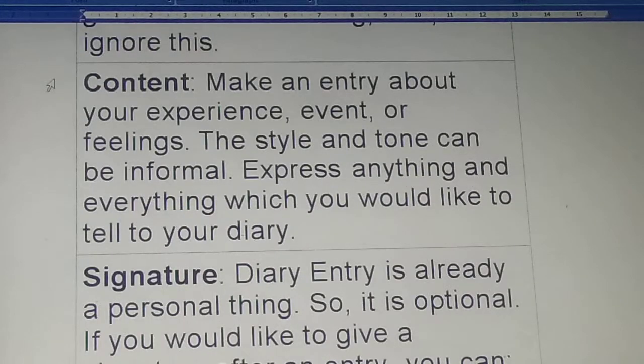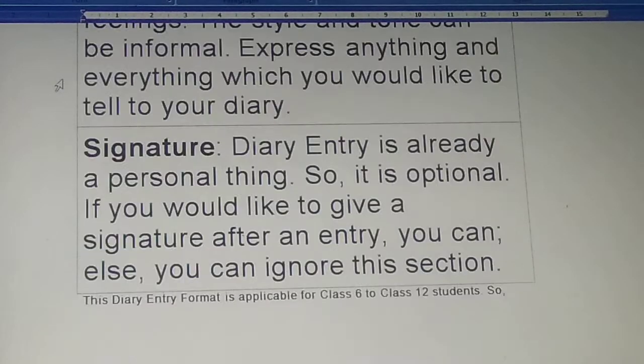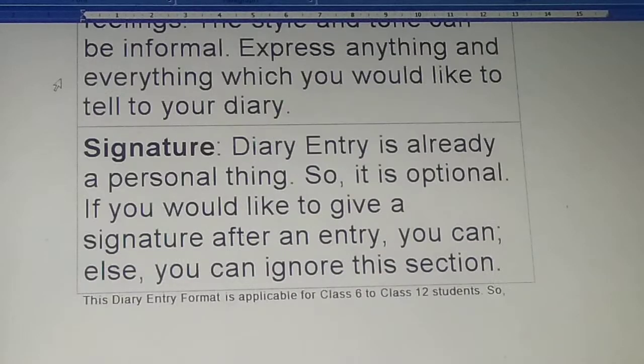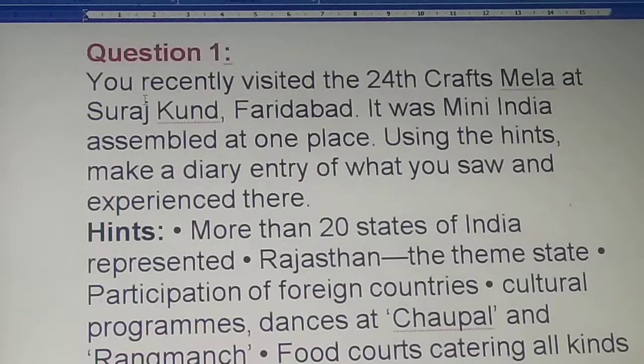Content. Make an entry about your experience, event. All that you would like to tell your diary. Signature. Yes. So that's the signature part. Have a look at it. Okay, have a look at some of the examples.